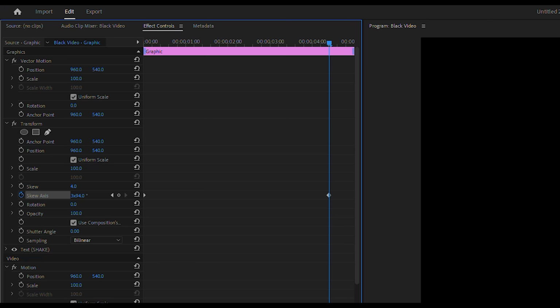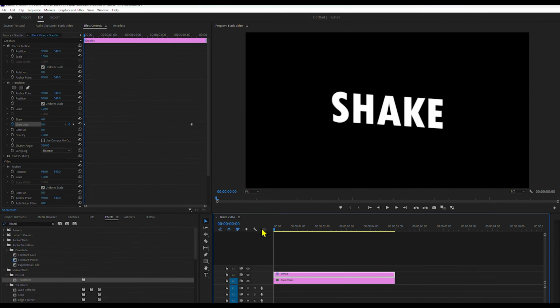the shaking motion. To add motion blur, uncheck Use Composition Shutter Angle under the Transform effect and set the shutter angle to 360.